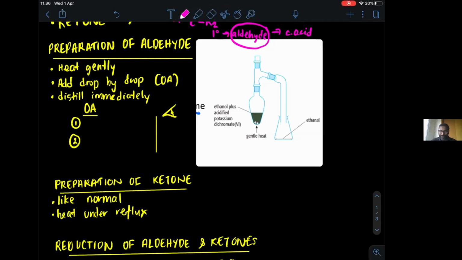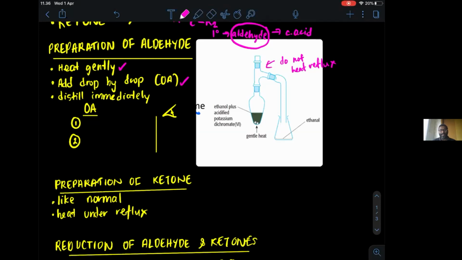One of the adjustments is that you do not see a vertical condenser over here, because you do not need to heat them under reflux. Do not heat under reflux, because if you heat them under reflux, you are going to change this primary alcohol to carboxylic acid. We don't want that. So instead of heating under reflux, we are going to heat them gently, and we are going to add the oxidizing agent drop by drop.